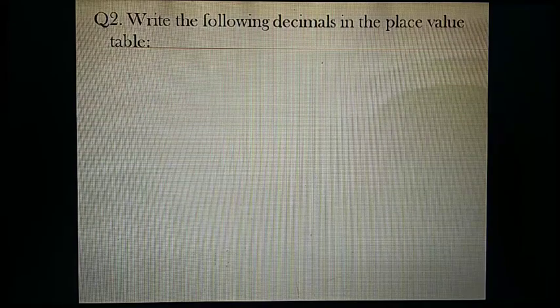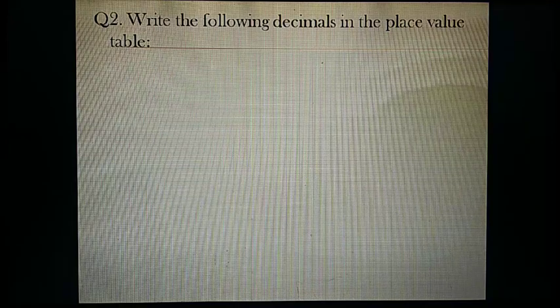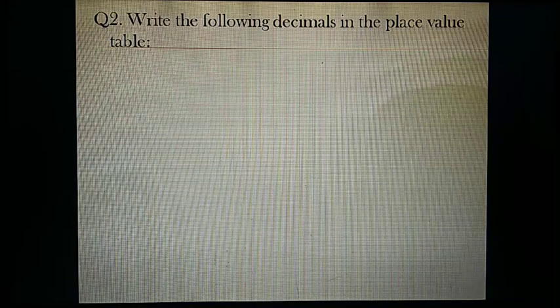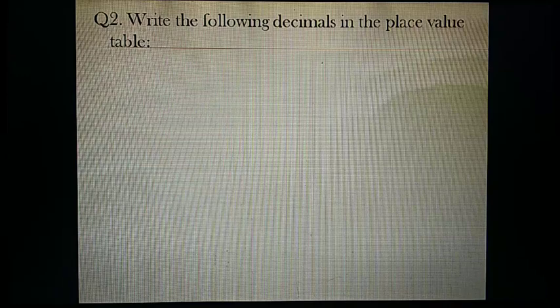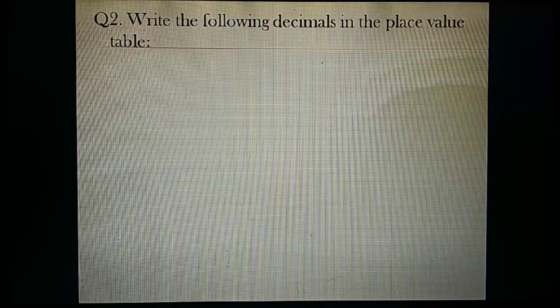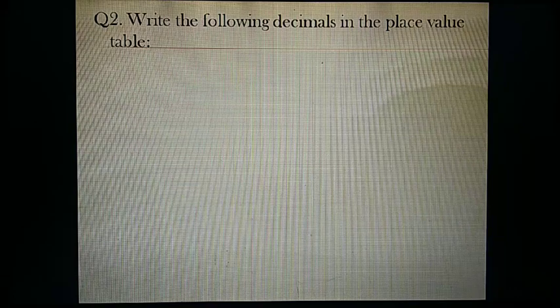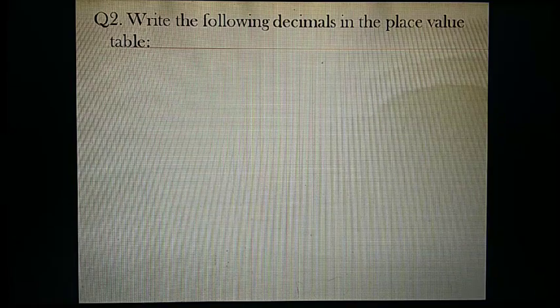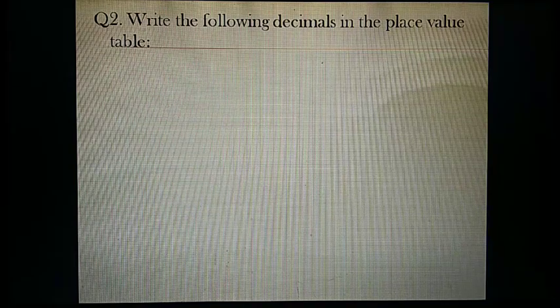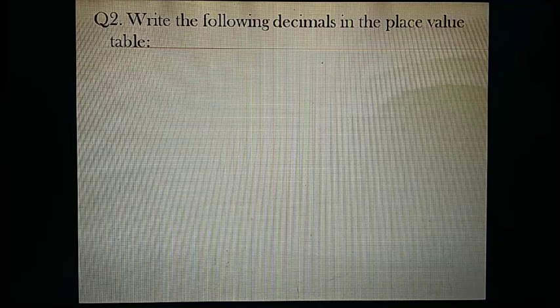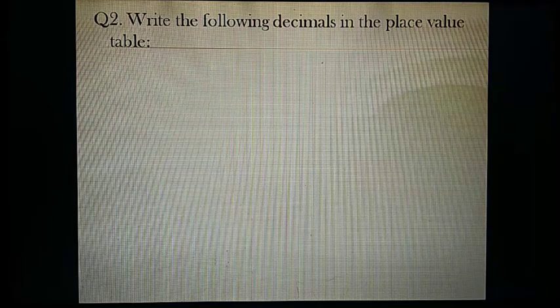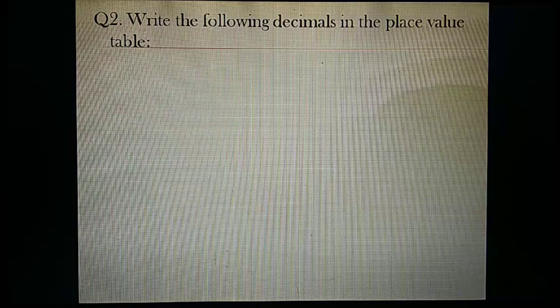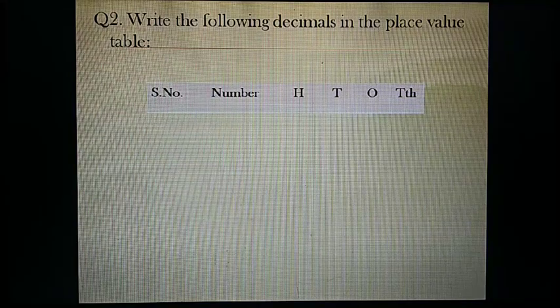Question number 2. Write the following decimals in the place value table. Here, I will make a common place value table for all the numbers. So the highest place in the whole number part in all the numbers is 100. And the highest place in the decimal part in all the numbers is 10th. So the table will be serial number, hundreds, tens, ones, tenth.